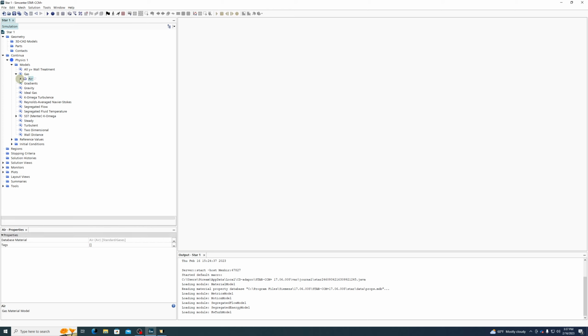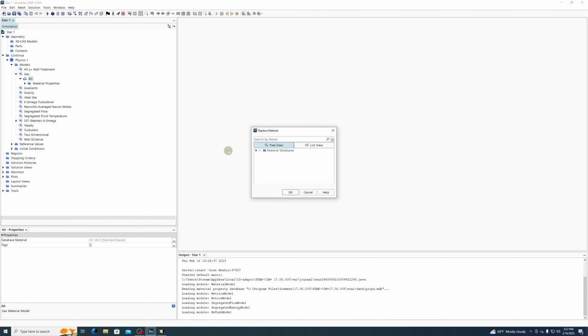We'll also note that we can tell it what gas we want to use under this gas node. If we want to change the gas that we're using, we can go under this gas node and right-click on the gas that's selected, which by default will always be air, and we can say replace with. It has a database of gases, some of them quite exotic, that you can select from.